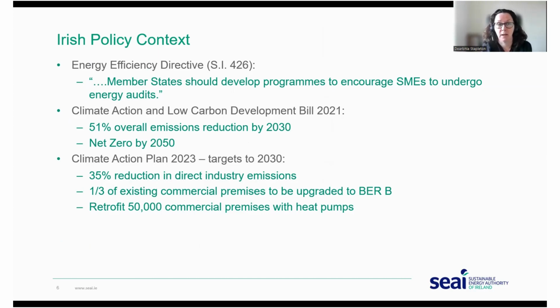And our Climate Action Plan 2023, the most recent one, issued just before Christmas last year, set out actions to deliver on the targets to 2030. So this included a 35% reduction in direct industry emissions, as well as one third of existing commercial premises to be upgraded to B or B, and retrofitting 50,000 commercial premises with heat pumps.